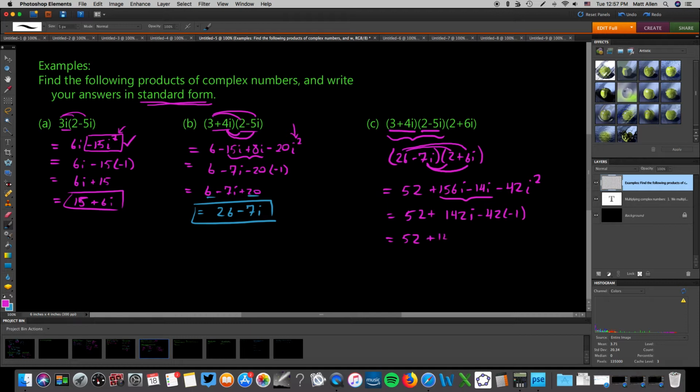So 52 plus 142i plus 42. Sticking these two terms together, now we get 94 as our real part plus 142i. This would be our complex number in standard form. So multiplying complex numbers in standard form is a lot like multiplying polynomial expressions, just that we need to be careful to rewrite i squared as -1, and we also need to be careful to rewrite this in the standard a plus bi form of a complex number.